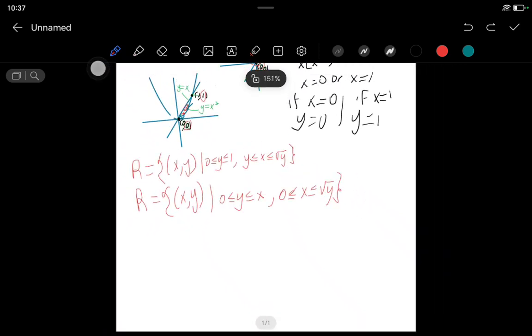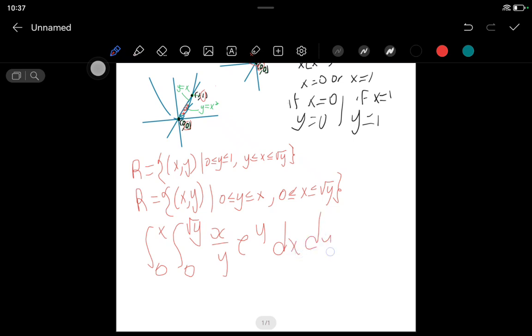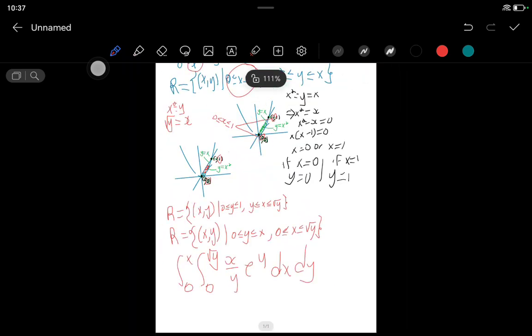So it means that the new integral will be from 0 to x, from 0 to root of y. So it'll be x over y into dy. Then what we have inside is 4x dy. Then we can integrate this.